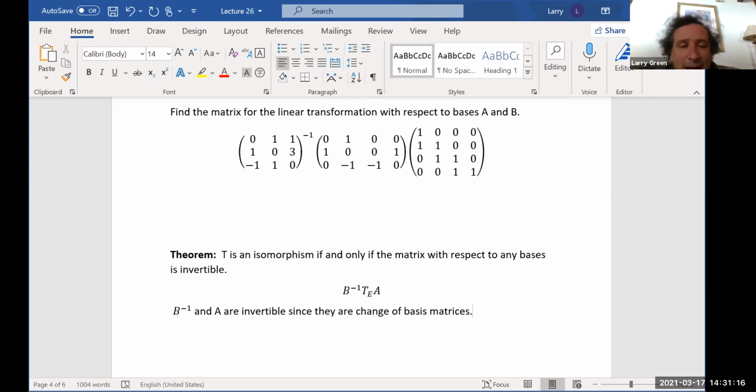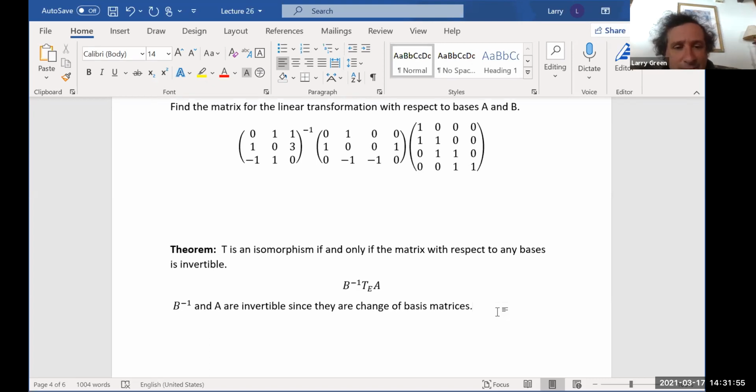So that means it doesn't really matter what basis you have, because if B and A are invertible, then multiplying by an invertible matrix doesn't change being invertible. Is that clear? So if T is an isomorphism, then T sub E has to be invertible, and back and forth. Any questions on that? Because the kernel is 0. If the kernel is 0, then the matrix is invertible. We had that theorem. So that's it. That's the whole proof.